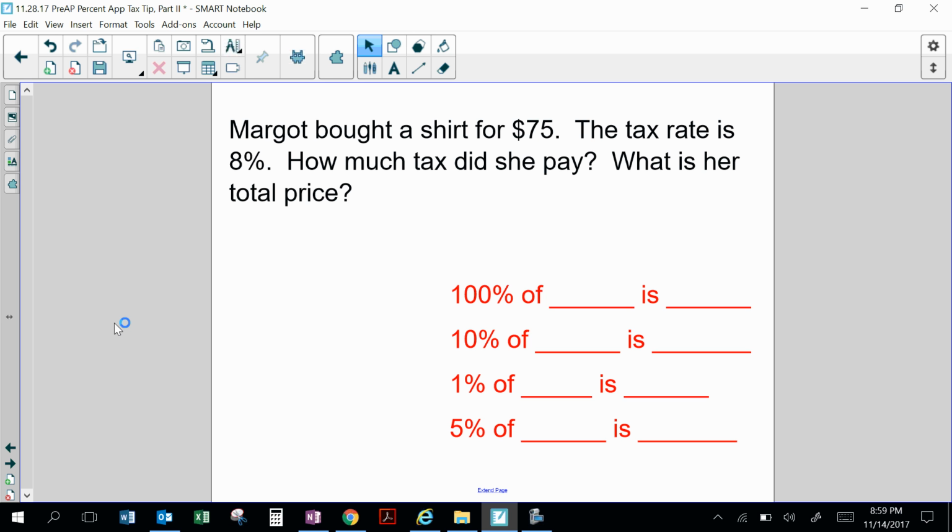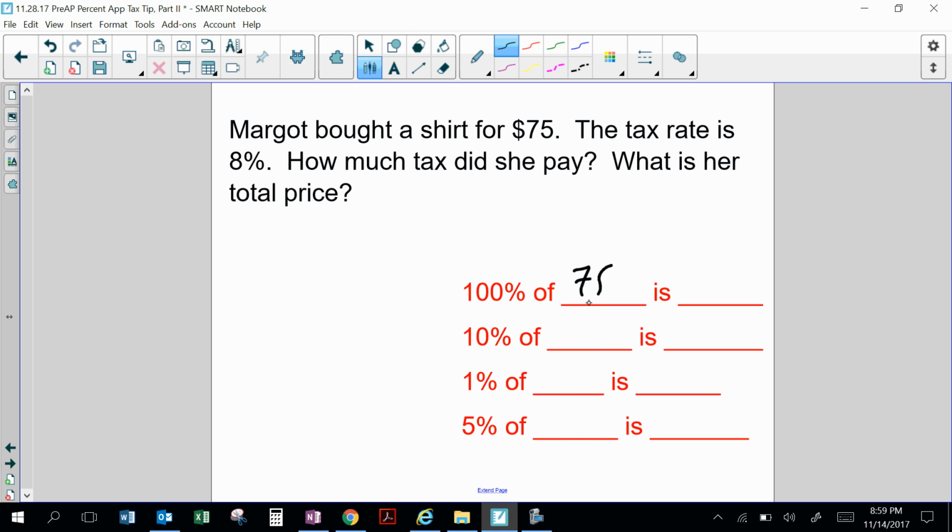Let's think. The shirt costs $75. What is 100% of $75? $75. That's the whole thing. What's 10% of $75? Can I break $75 into 10 parts? That'd be $7.50. What is 1% of $75? That's breaking the 10% down into 10 parts. So what if you had to break $77.50 into 10 parts? That would be 75 cents.